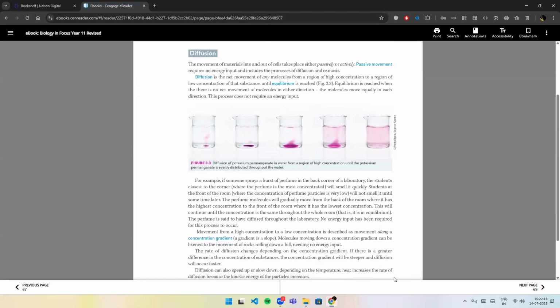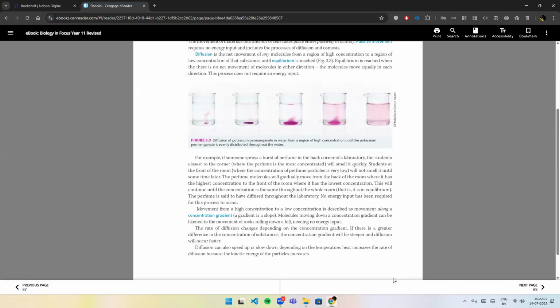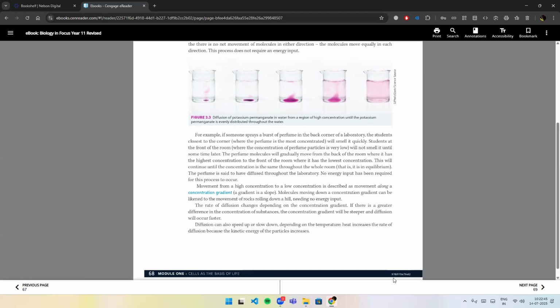Diffusion. The movement of materials into and out of cells takes place either passively or actively. Passive movement requires no energy input and includes the processes of diffusion and osmosis. Diffusion is the net movement of any molecules from a region of high concentration to a region of low concentration of that substance until equilibrium is reached. Equilibrium is reached when there is no net movement of molecules in either direction. The molecules move equally in each direction. This process does not require an energy input.